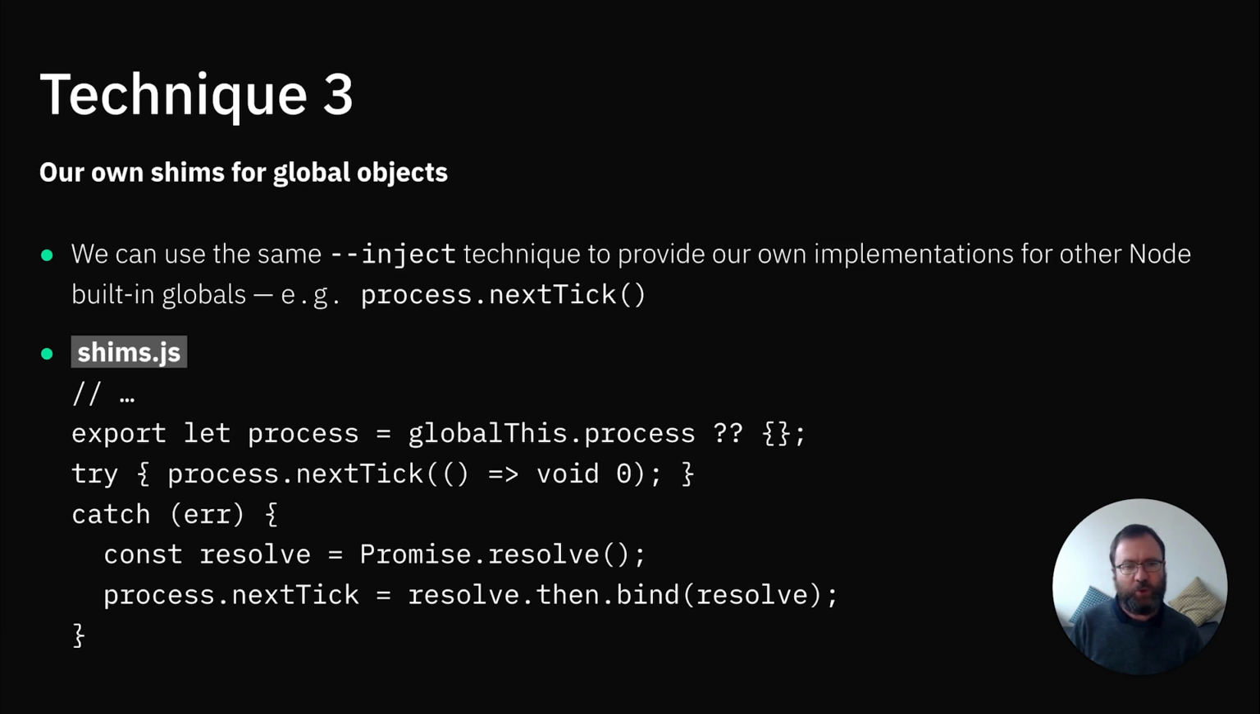Then we check whether calling process.nextTick throws an error. And if that does throw an error, it could either be because nextTick doesn't exist, or because nextTick is one of these booby-trap functions provided by the platform that again just raises an error when we call it. And if it throws anyway for either of those reasons, we attach our own nextTick implementation to the process object. And we do that using a resolved promise, which is about as close as we can get to Node's native nextTick on other platforms.